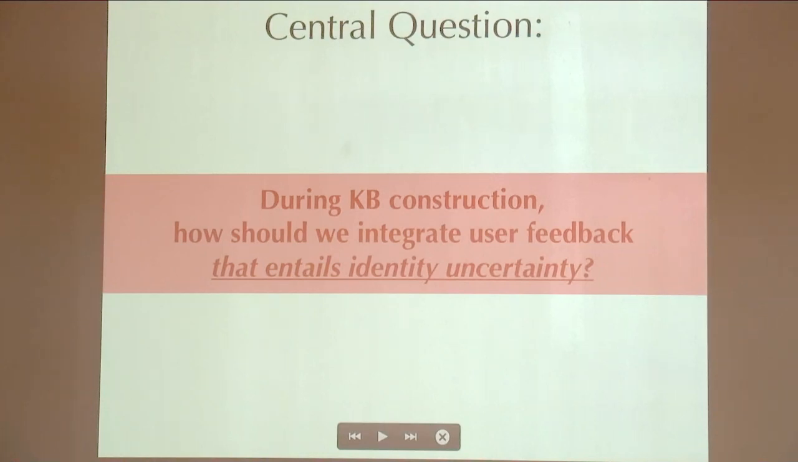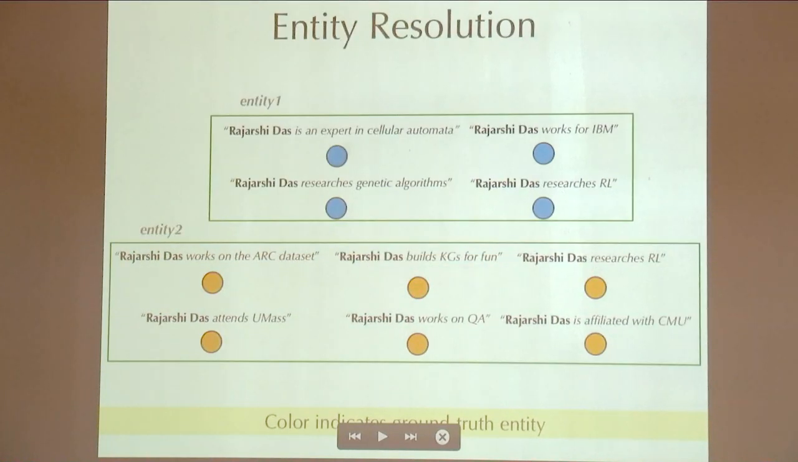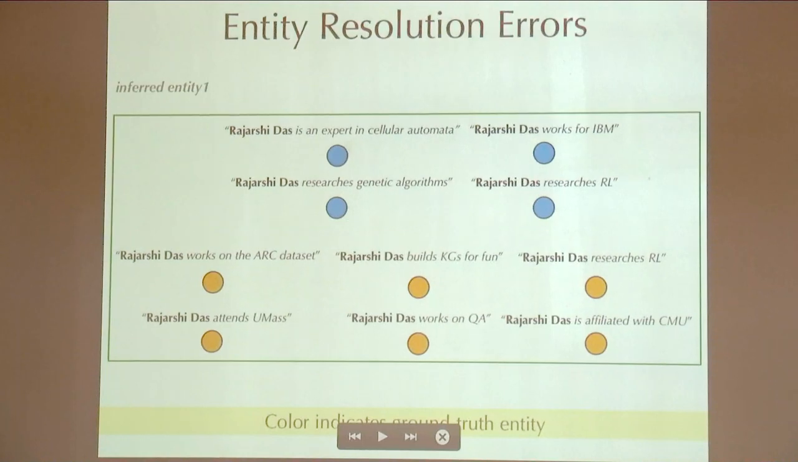To get into this question, I'm going to touch on some background. In knowledge base construction, we often start with a set of mentions of entities. One of the first tasks is to solve entity resolution, which is essentially to partition the mentions, hopefully by ground truth entity. Unfortunately, entity resolution is imperfect, and so we often end up with mistakes, for example here, where all the mentions are clustered into one inferred entity.